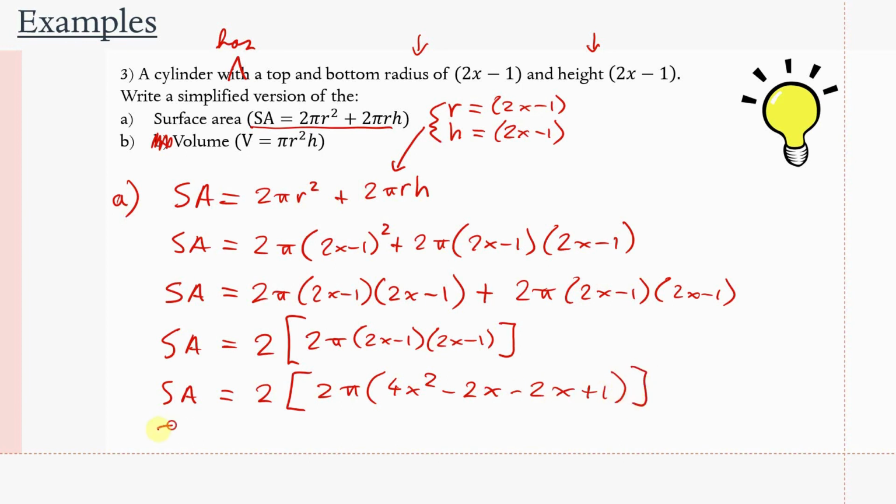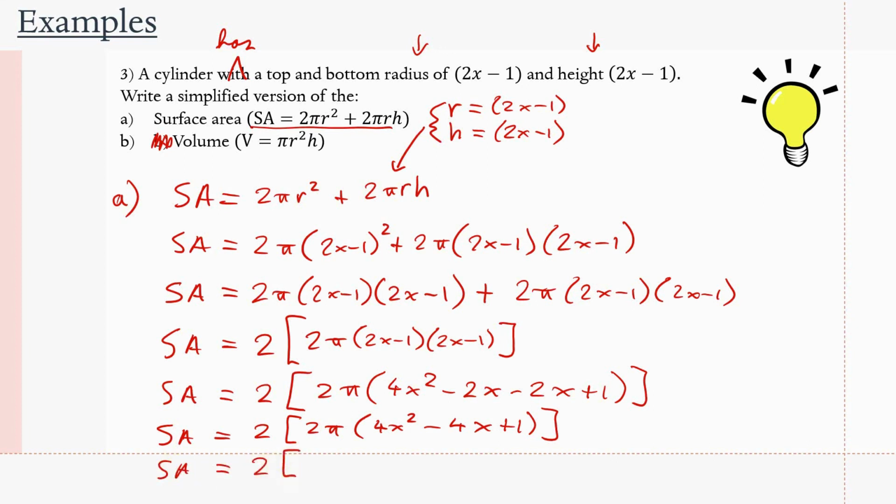All right. Then we can collect like terms inside the brackets. We have 4x squared, and we add these up, right? We have negative 2x minus 2x. It's going to be negative 4x plus 1, right? And I'm running out of space here, but that's okay. Now we have surface area. It's going to equal 2.